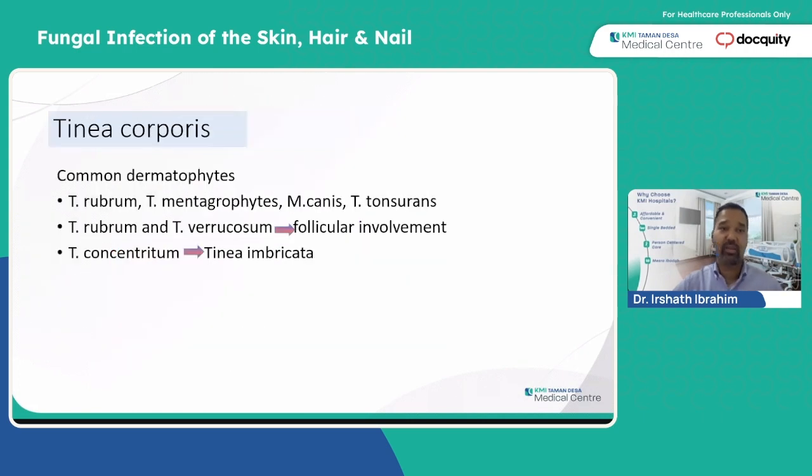So I'll first start with Tinea corporis. The common dermatophytes involved in Tinea corporis are Trichophyton rubrum, mentagrophytes, Microsporum canis, Trichophyton tonsurans, and if there's follicular involvement, rubrum and verrucosum. And Tinea imbricata is a very unique configuration, which I'll show you some pictures of later. It's caused by Trichophyton concentricum.